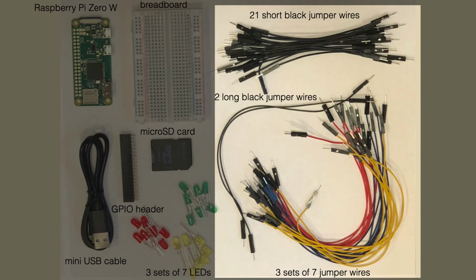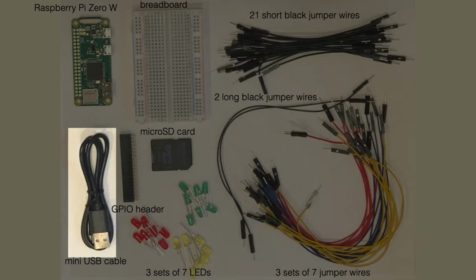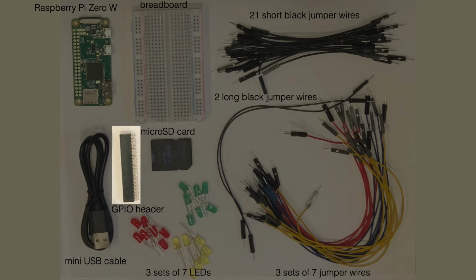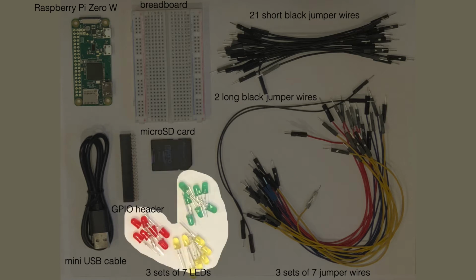To make the project a little bit easier to follow, I like to use 21 short black jumper wires, 2 long black jumper wires. I like to use 3 sets of 7 colored jumper wires to make the project a little bit easier to follow. But again, color and size doesn't really matter. You'll need a mini USB cable, a GPIO header. I like to use the solderless headers, a micro SD card, and 21 LEDs. I like to get 3 sets of 7 to make it a little bit more attractive.